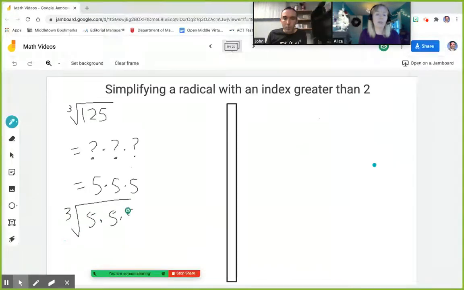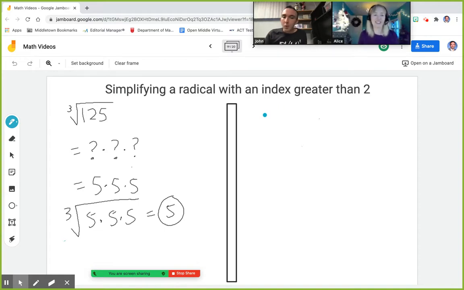And the reason it has to be multiplied by itself 3 times is because the index is 3. So because I have 3 5s under that radical sign and the index is 3, that means my answer is 5. Again, I have that memorized. If it was something else, I would not be able to use this approach. Yeah, that's great. And I learned it the exact same way.